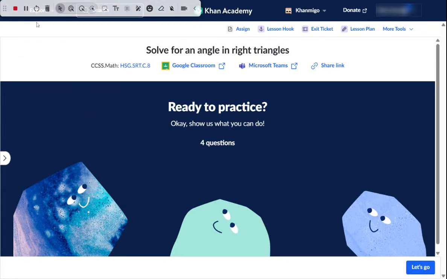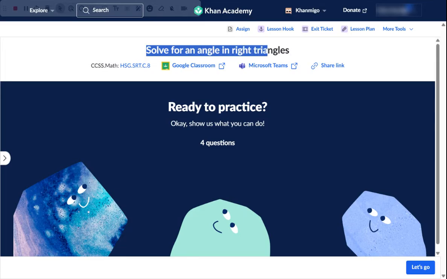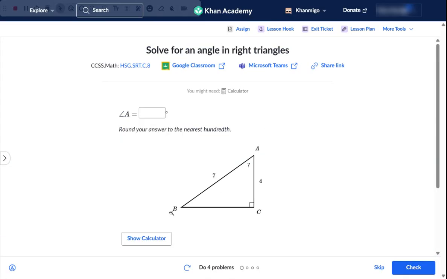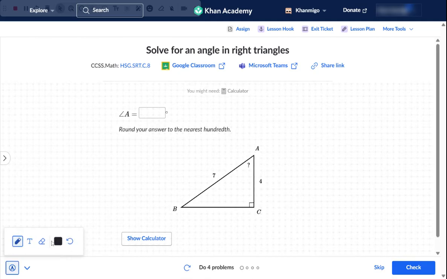Hey guys, we're looking at your 1.4 Khan Academy homework assignment, solve for an angle in right triangles. Let's go. All right, let's see what's happening here.